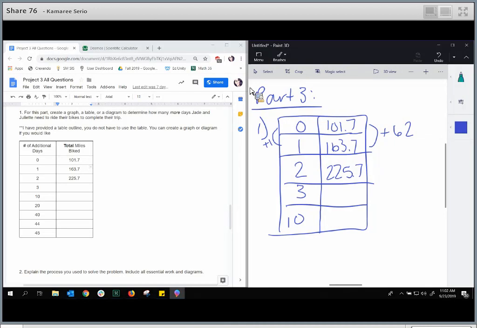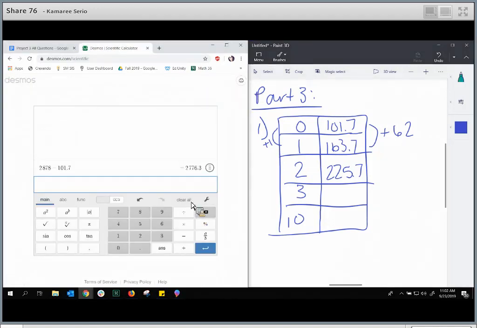So to go from this 101.7, I'm adding 62 to get this 163.7. So I can show it to you guys on a calculator. So when I have 101.7 and I'm adding 62, I get 163.7, right? Because that's how many miles they're biking that extra day.